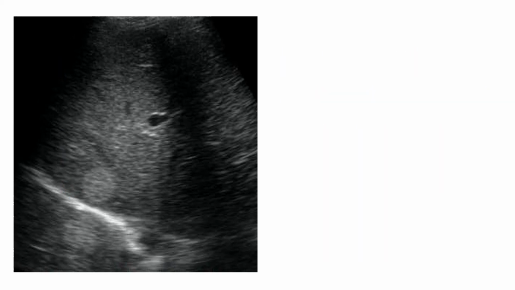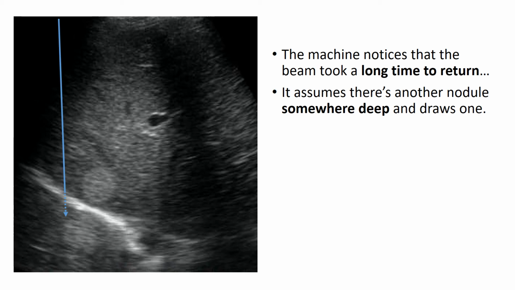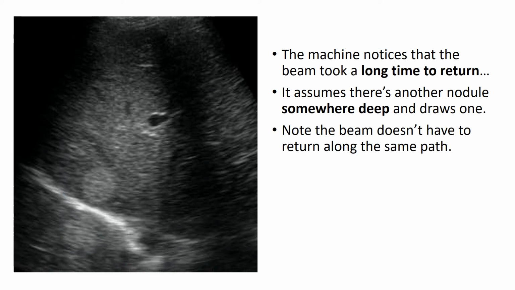Now the machine will notice that that beam took a really long time to return. And because it's kind of a dumb machine, it just assumes that it took longer because the thing it hit was deeper and not off to the side or reflected in some other way. So it assumes that there's another nodule somewhere deep and it draws one down there on the other side of the diaphragm.